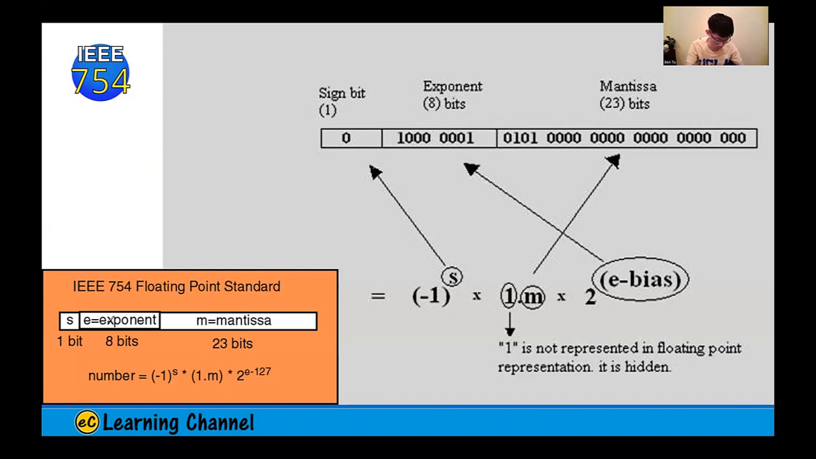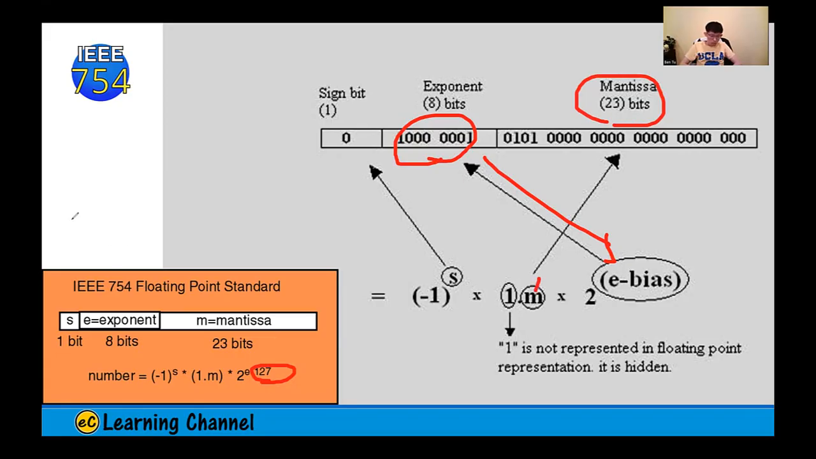We actually have three sections, S, E, M. S is the sign, 0 or 1. 0 means positive number, because of minus 1 raised to the power s. So this s bit represents positive or negative. 1 is negative, 0 is positive. And then you have the exponent bit, right here. Exponent minus bias. The bias is 127. Anyway, we'll explain it later. And the mantissa part is the fractional part.